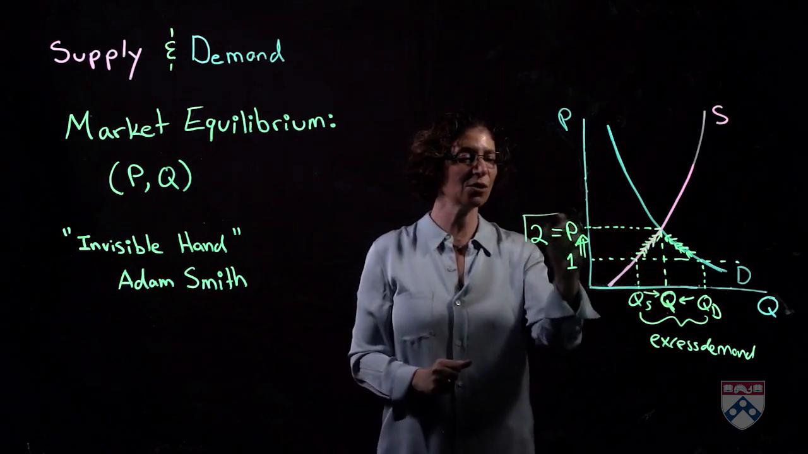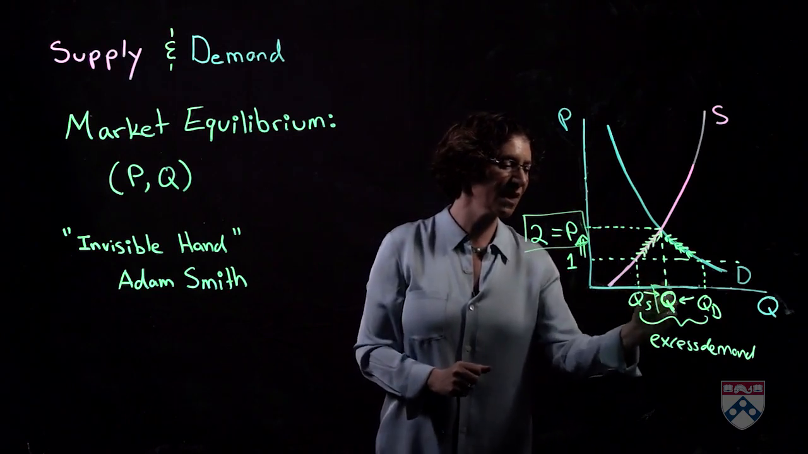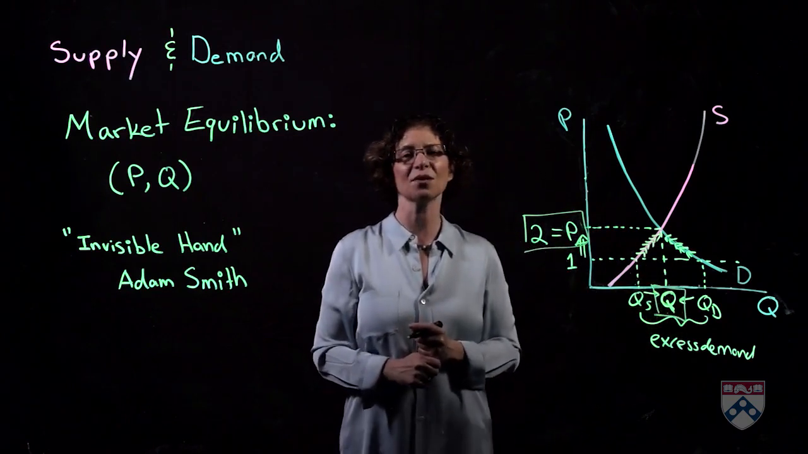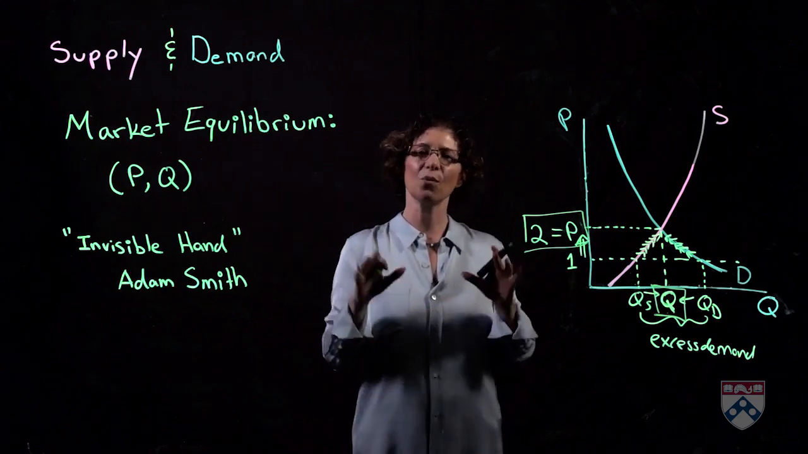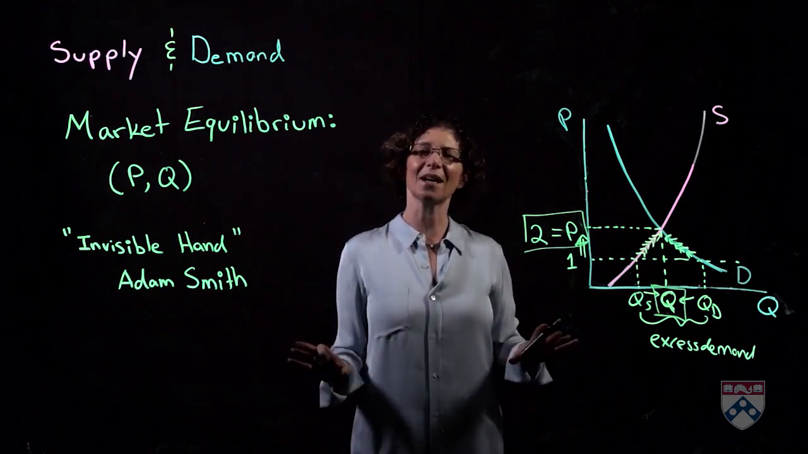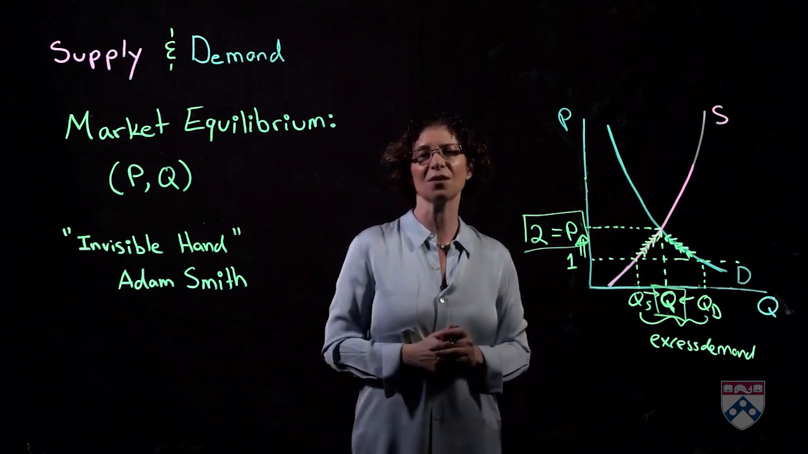And there really is only one price. That price where quantity demanded is equal to quantity supplied, that market equilibrium price where things are stable, where things are in equilibrium. And that is where the market will converge to.